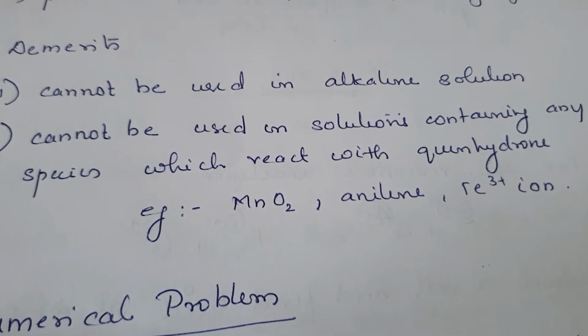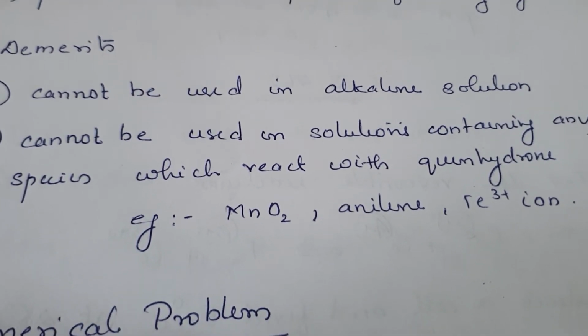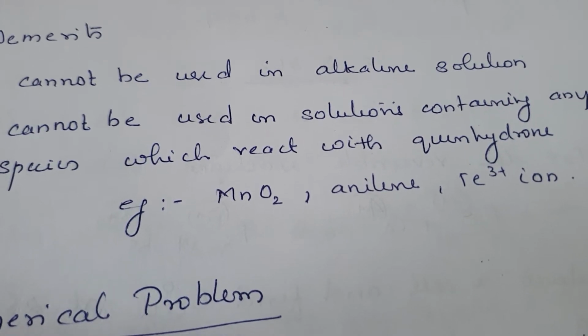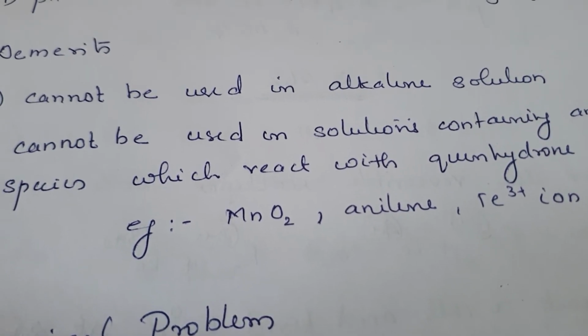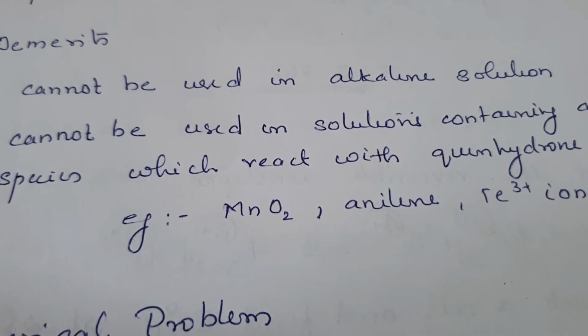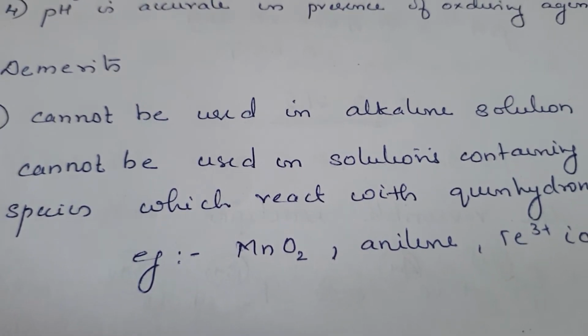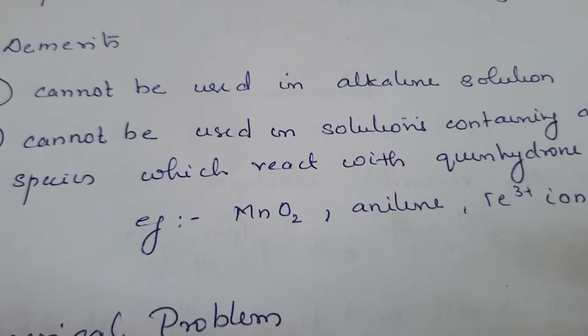It cannot be used in a solution containing any species which reacts with quinhydron. For example, if MnO2, manganese dioxide, aniline, ferric ion and all are present, they will react with quinhydron. So in such types of systems, we cannot use quinhydron. So these are the demerits and merits when we compare with the hydrogen electrode.